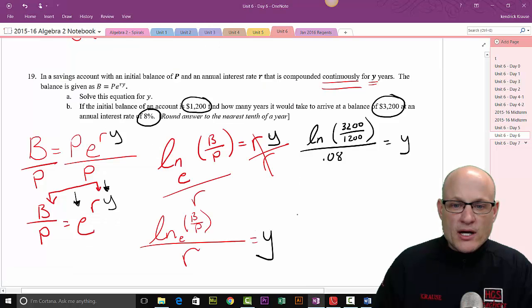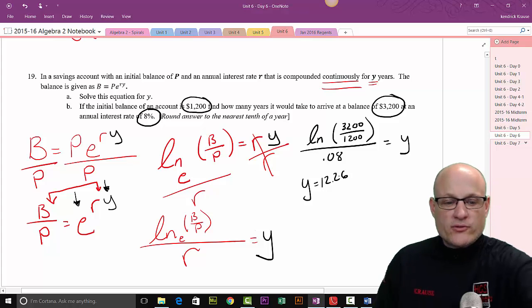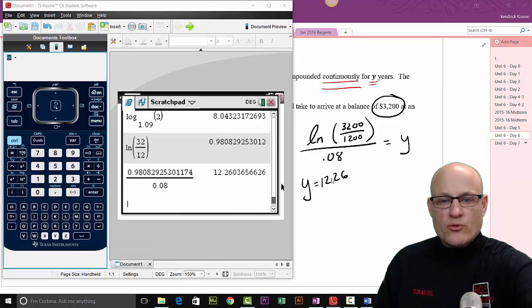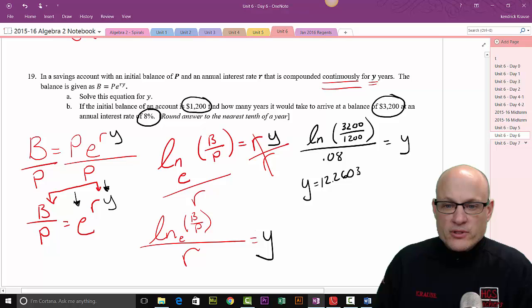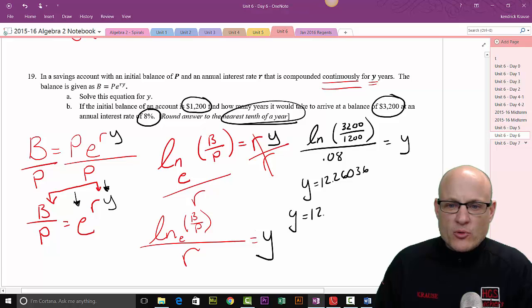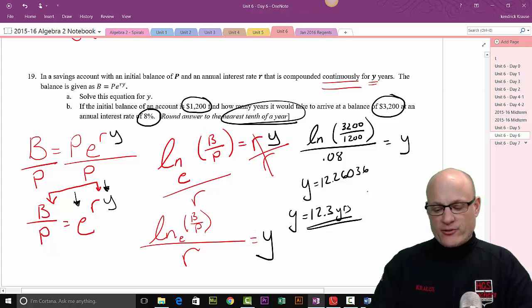12.26 years. So y is equal to 12.26036 years, rounded to the nearest tenth of a year. So y is equal to 12.3 years. Make sure your answers make sense.